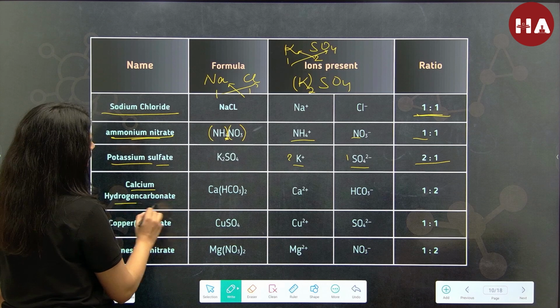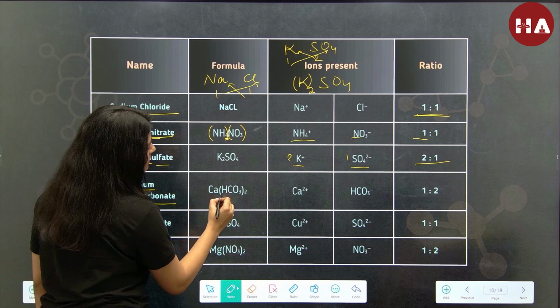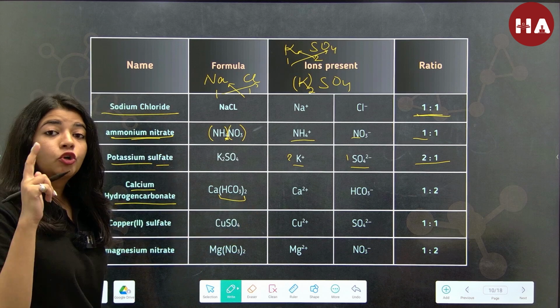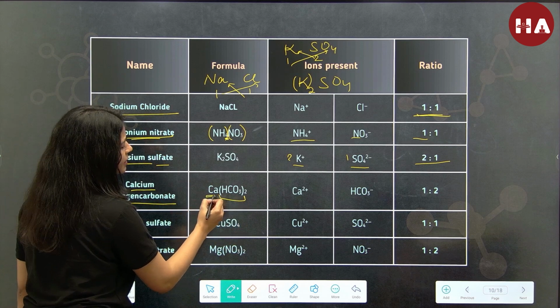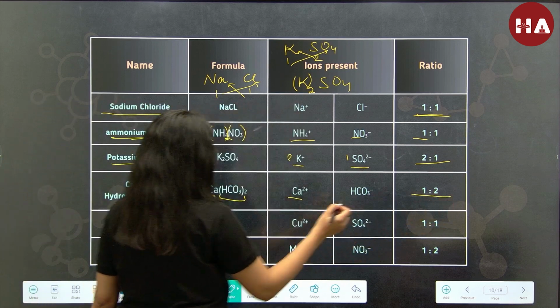Next is your calcium hydrogen carbonate, which is also known as calcium bicarbonate. Here you can see this is the complete compound ion, right? Hydrogen carbonate, they are 2 in number and only 1 calcium is combined with this. Okay, so they are present in 1:2 ratio.